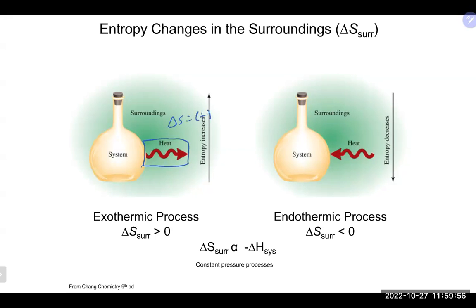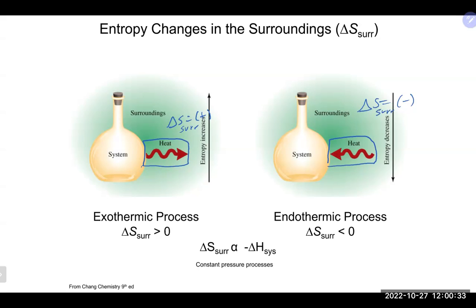The opposite is true in an endothermic process, which is what we see over here. As the surroundings give away energy to the system, they lose energy, which means everybody in the surroundings is going to slow down a little bit. They're not going to have as much energy. So that's going to create a little bit more order in the surroundings, and we would expect to see the delta S become more negative. Again, here we're talking about the delta S of the surroundings in both of these cases.